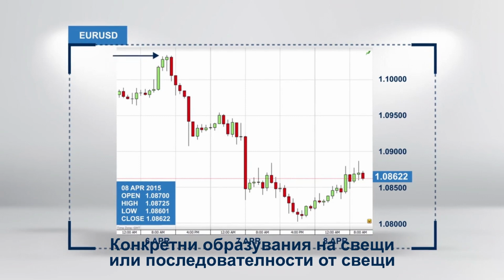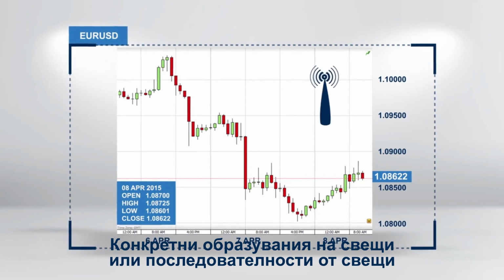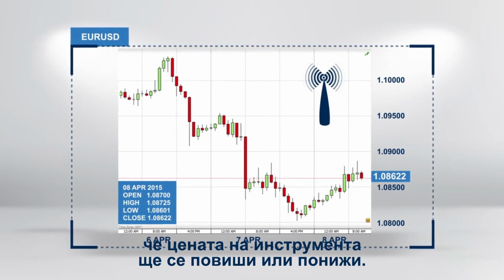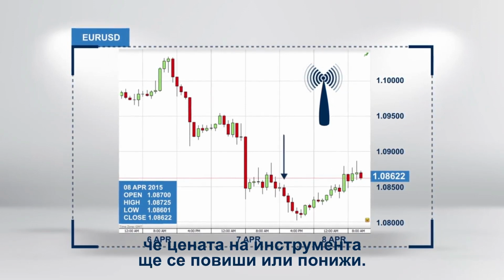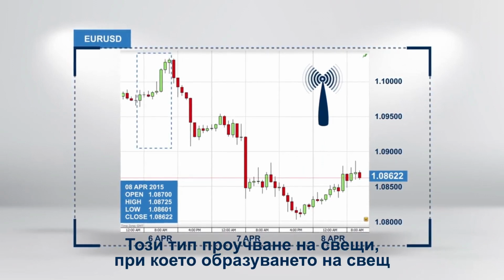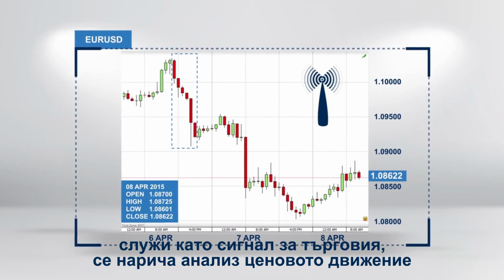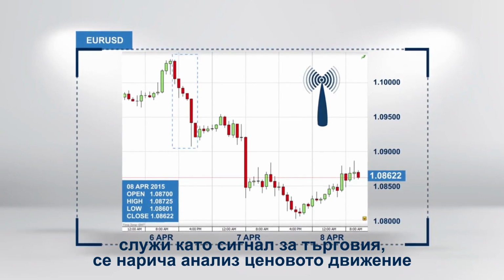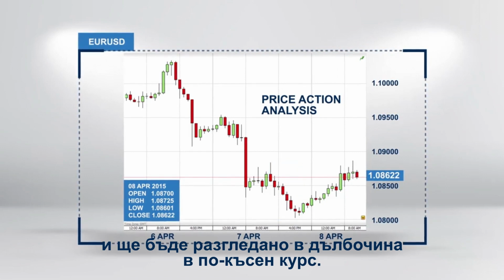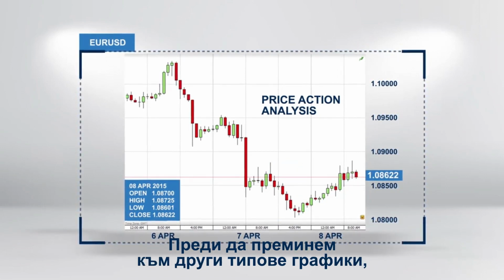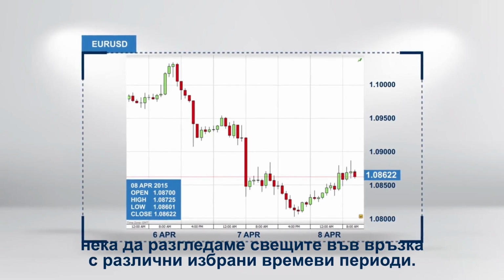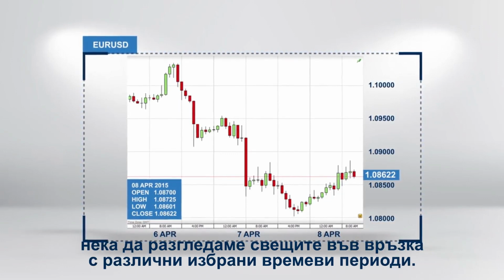Specific candle formations or successions of candles may even serve as a signal to the analyst that the instrument price will go up or down. This type of candlestick study, where candle formations serve as a signal to trade, is referred to as price action analysis and will be covered in depth in a later course. Before moving on to other chart types, let's have a look at candlesticks in relation to different selected timeframes.